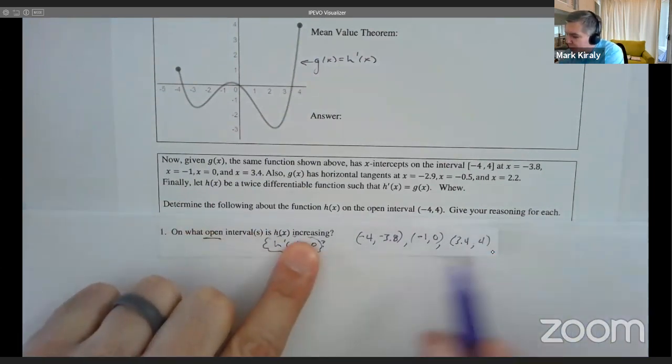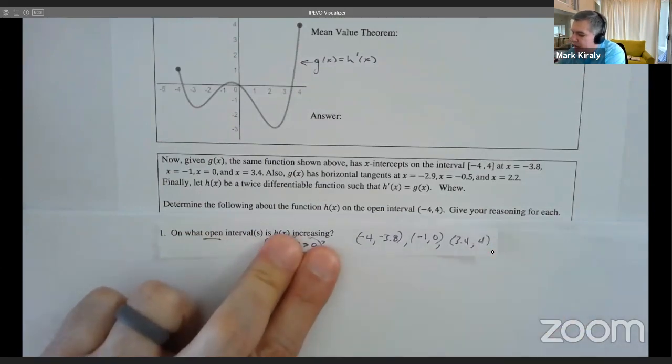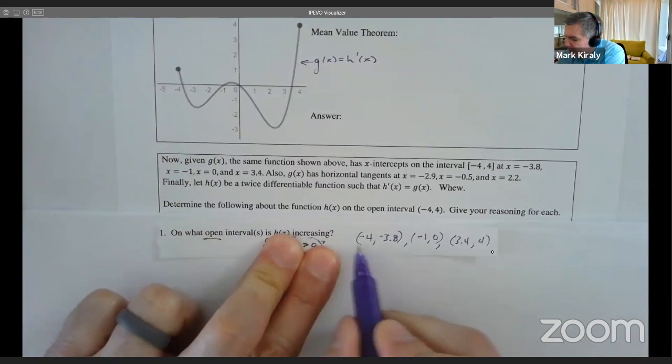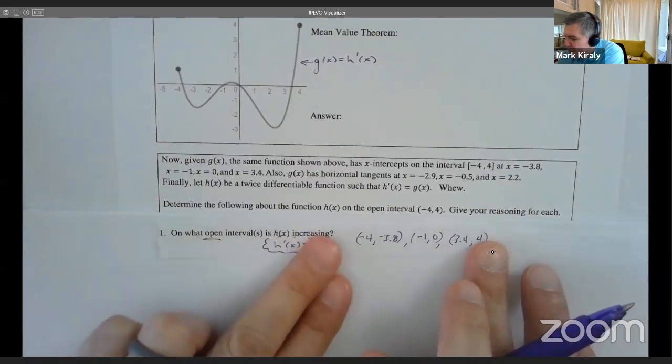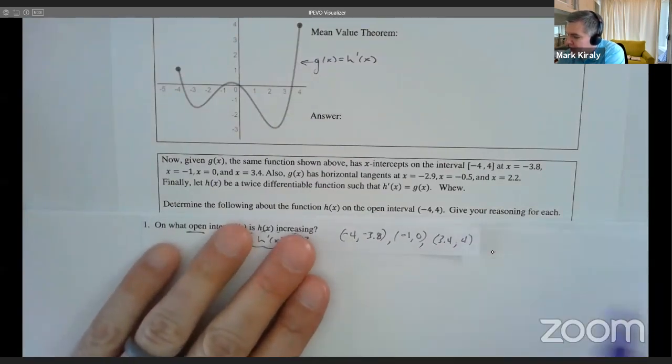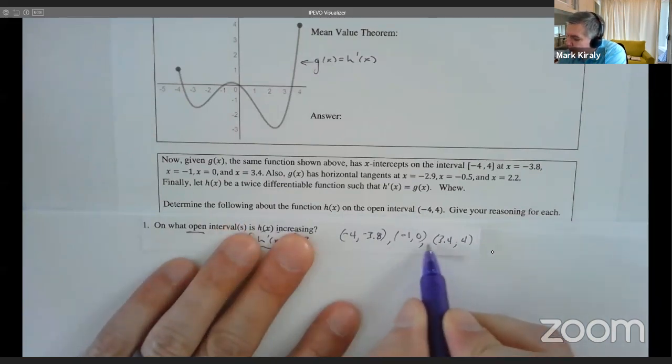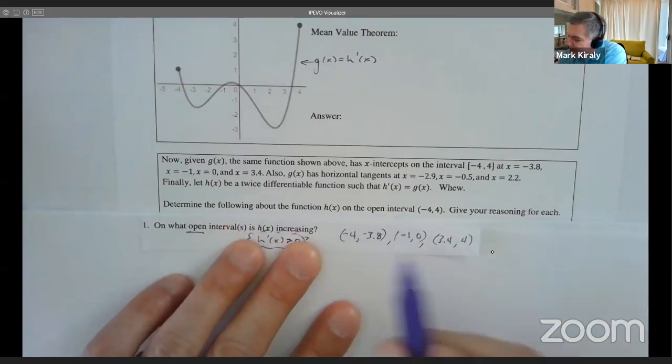We can talk more about that later if you want to email me or ask me, but they would be closed if we wanted to be at a textbook level of quality, but open is going to be fine for us and fine for the AP reading. But we were going from -4 to -3.8, -1 to 0, 3.4 to 4, and it said give a reasoning.